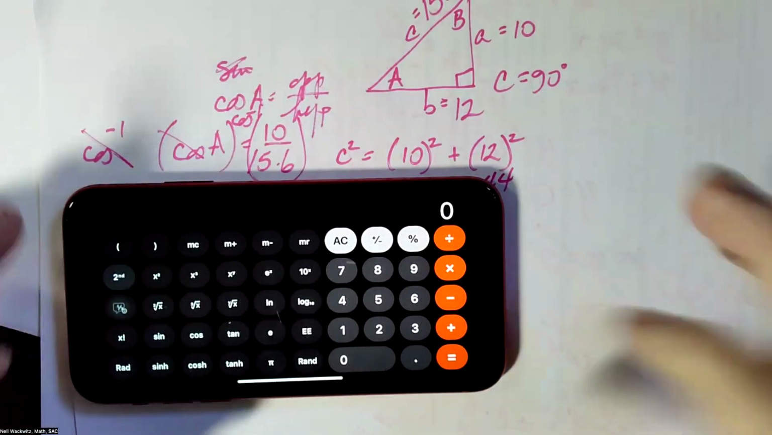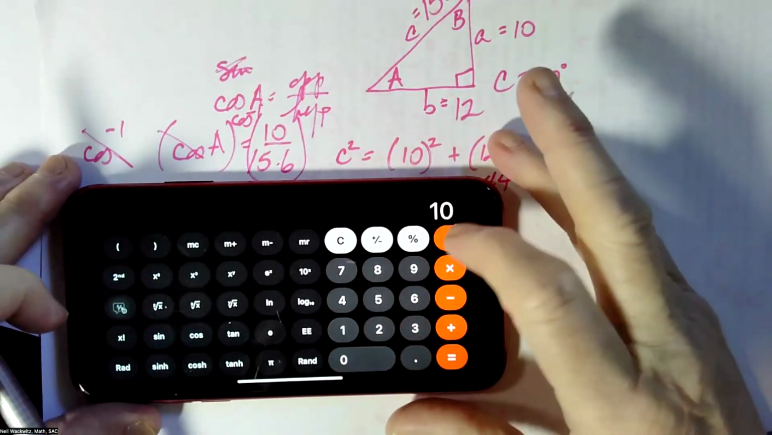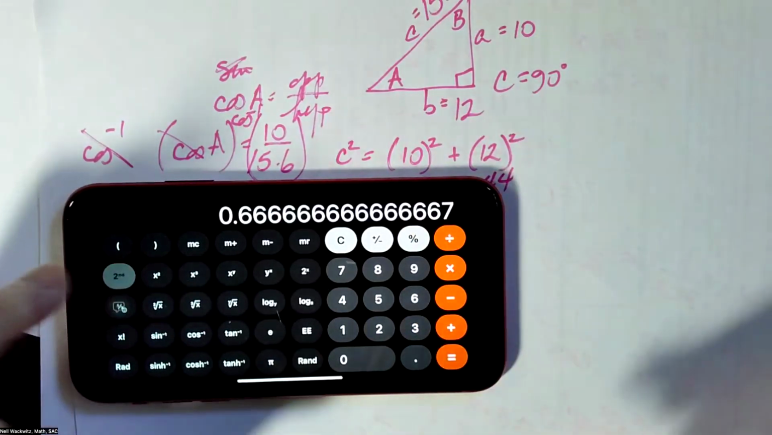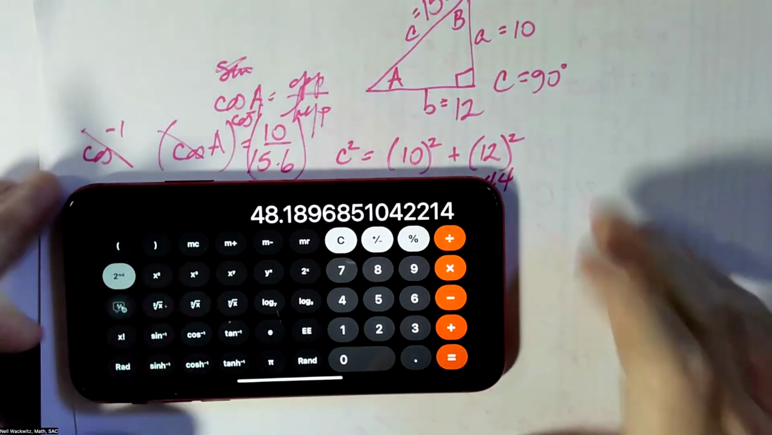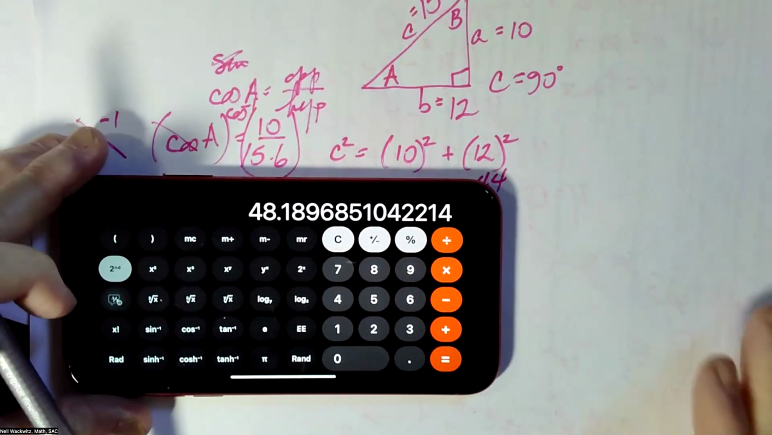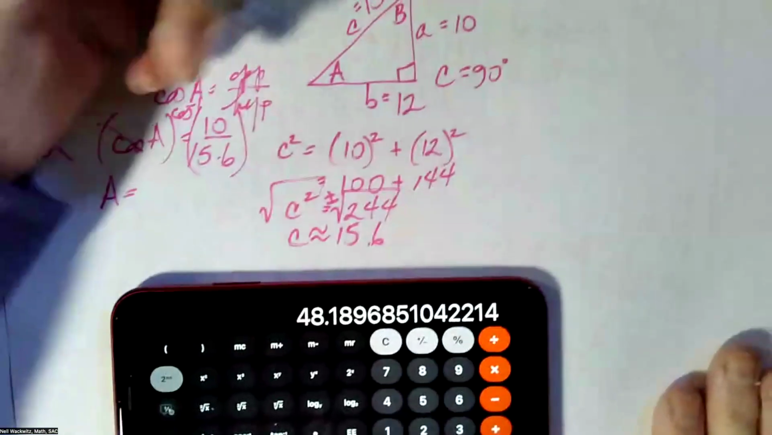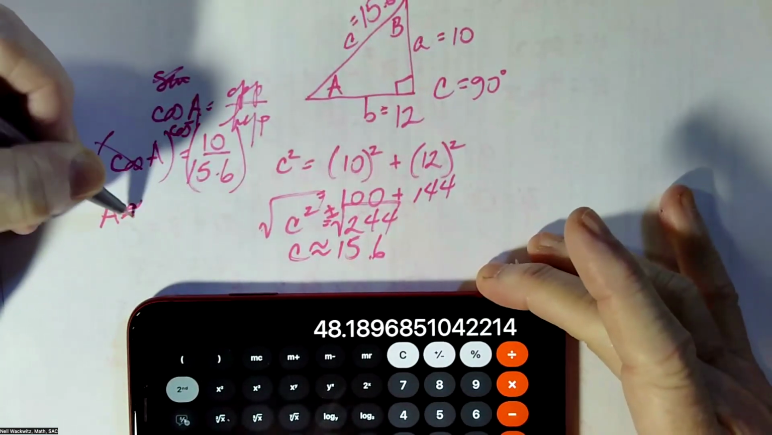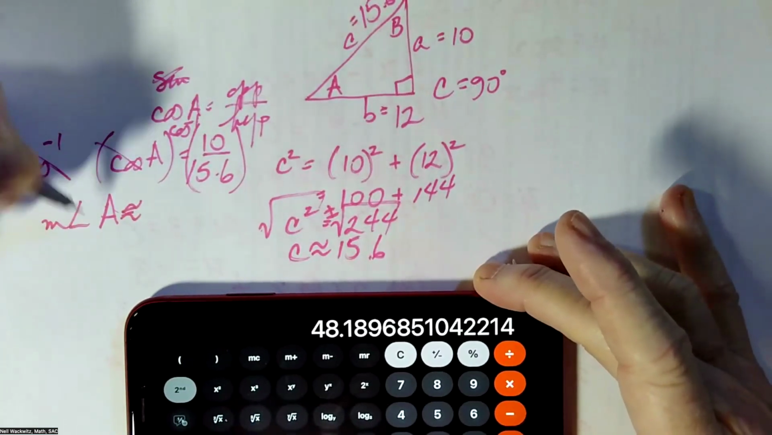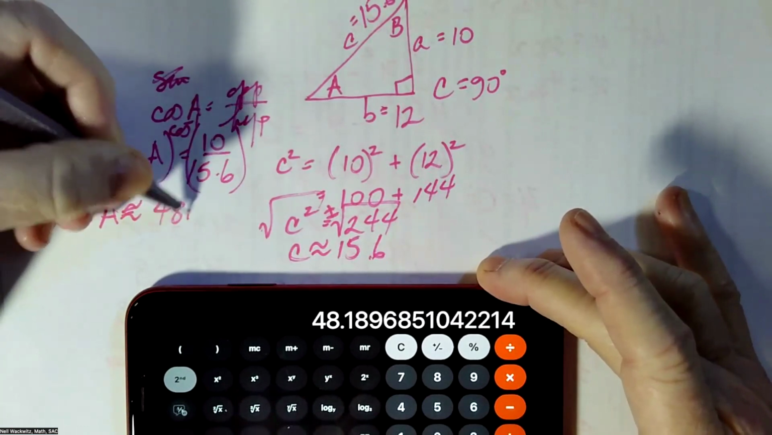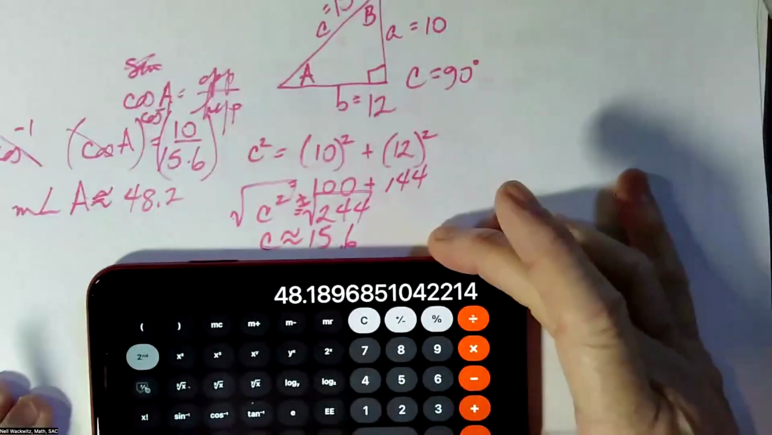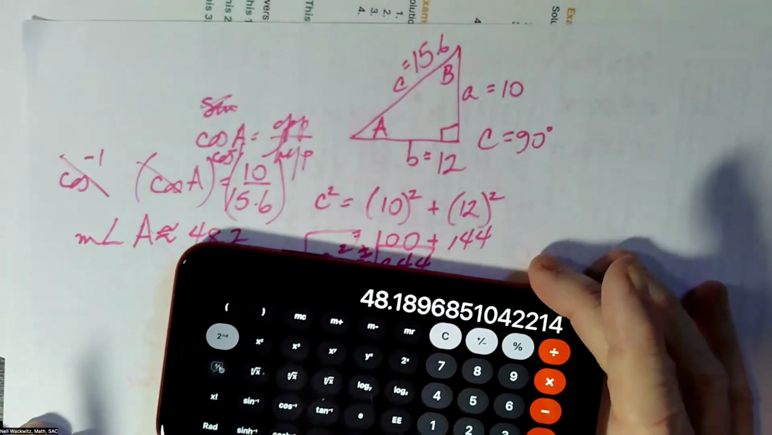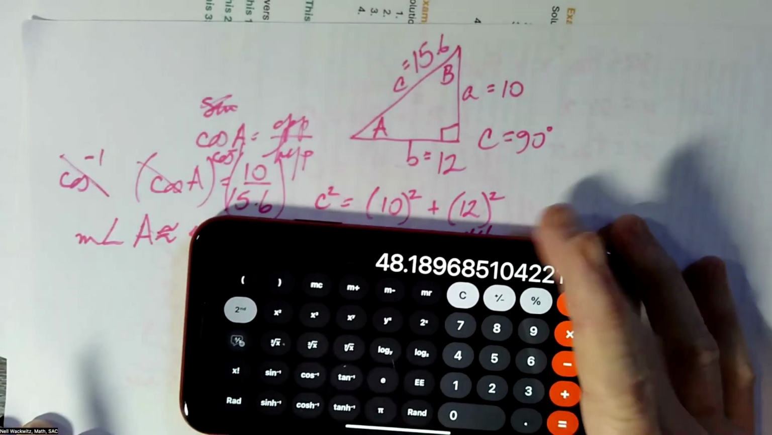I did something else. So I've got 10 divided by 15.6, inverse cosine, and we get 48.2. So A is approximately 48.2. And let's find angle B using trig and also using the sum of the angles.